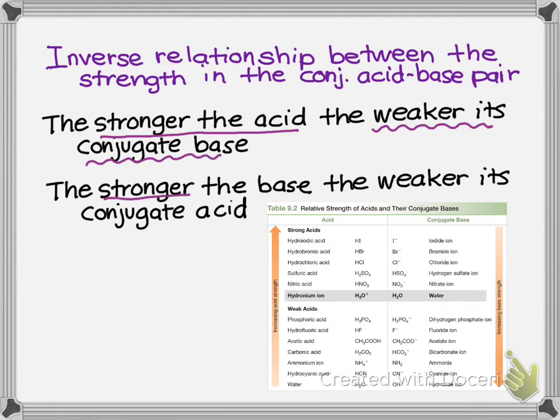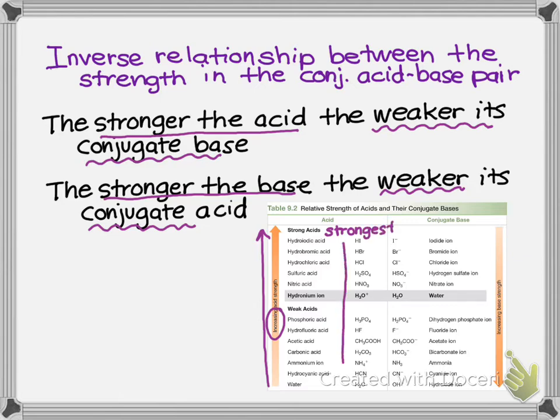And the stronger the base, the weaker its conjugate acid. So it's an inverse relationship. And here's a table from your textbook that shows this. If you notice on this side, the arrow is pointing up and it says it's increasing. So these would be the strongest on the top. And as you go down, we get the weakest.